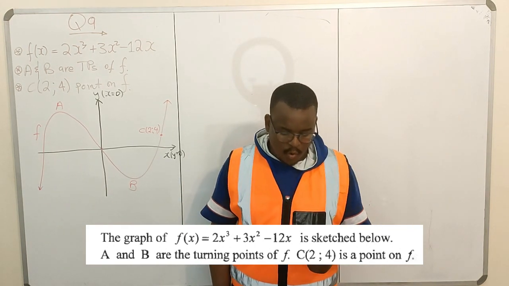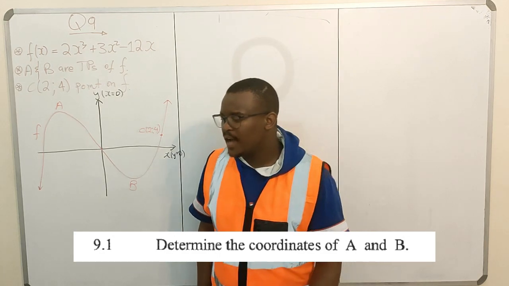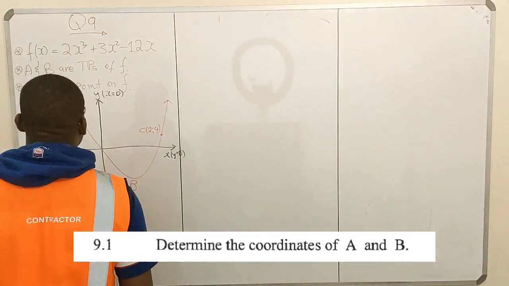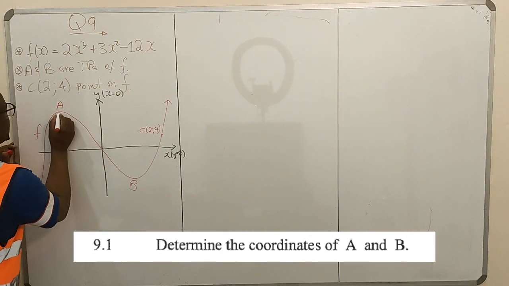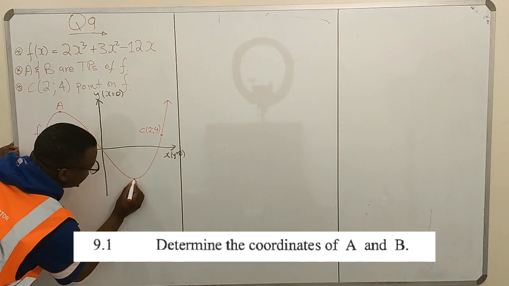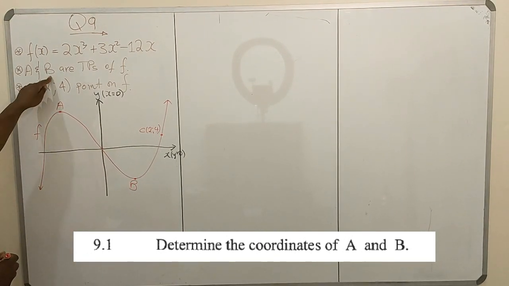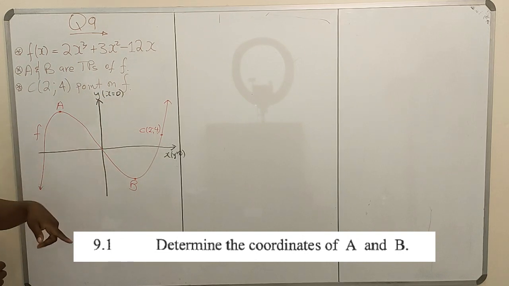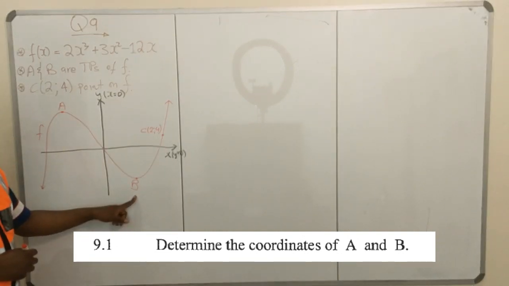So 9.1. Determine the coordinates of A and B. So they want us to find the coordinates of A and B. What is A and B? So we have A here and B here. As we're told in the statement, A and B are the turning points of f. So we're told that A and B are the turning points of this cubic function.